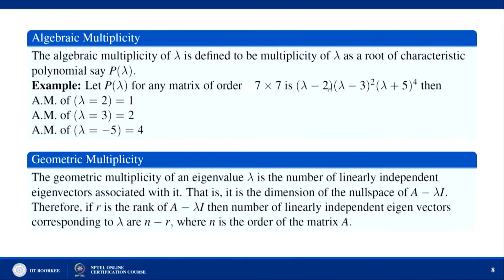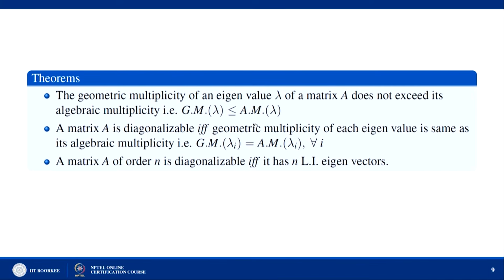So, for lambda equal to 2, algebraic multiplicity is 1. For lambda equal to 3, algebraic multiplicity is 2. For lambda equal to minus 5, algebraic multiplicity is 4. Geometric multiplicity is simply the number of linearly independent eigenvectors associated with it, that is, the dimension of the null space of A minus lambda I. How, we will discuss by an example. We have already seen that the geometric multiplicity of an eigenvalue lambda does not exceed its algebraic multiplicity.